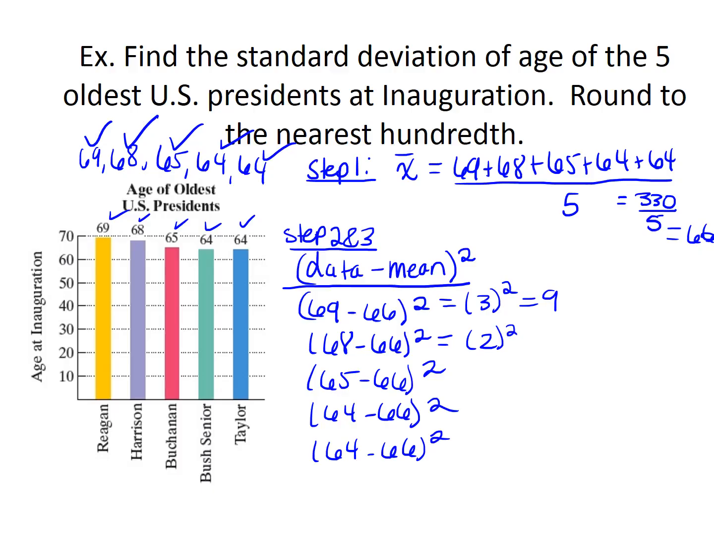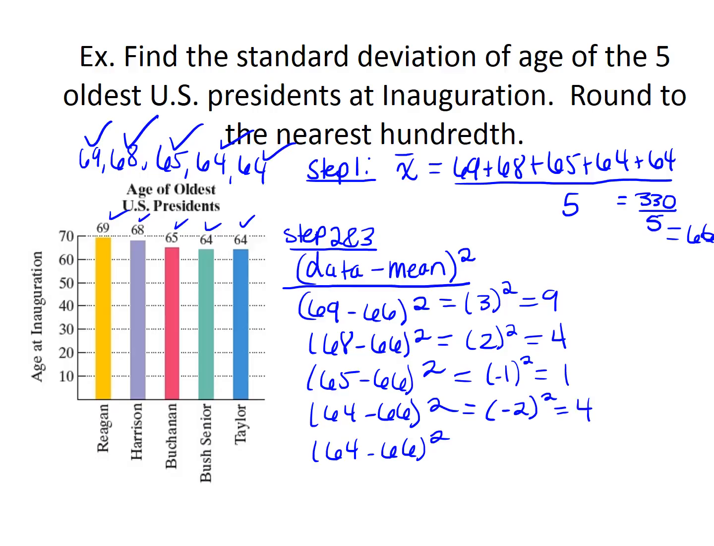2 squared, which is 4. 65 minus 66 is -1, but you're going to square it anyway, which becomes 1. All right, squared just means times itself. -1 times -1 is +1. 64 minus 66 is -2 squared, which is +4.